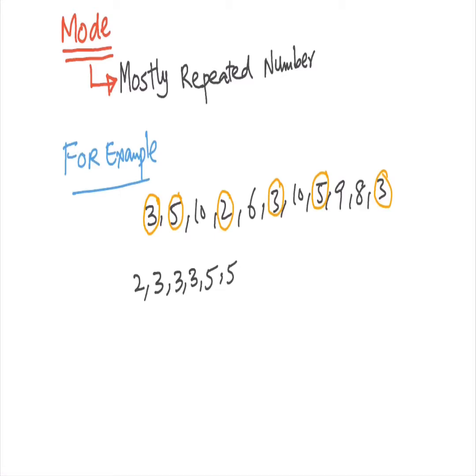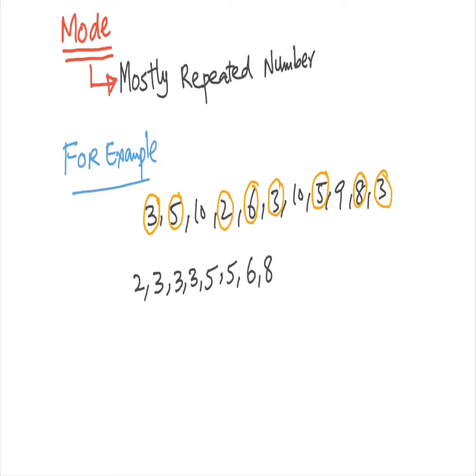Then the number that comes after is 6. We see how many times 6 is repeated. 6 is repeated only 1 time, so we have to write down 6 once. Then we have to see what number is repeated. We have 8. 7 we can't see, and 8 is repeated 1 time. So we have to write down 8 here.